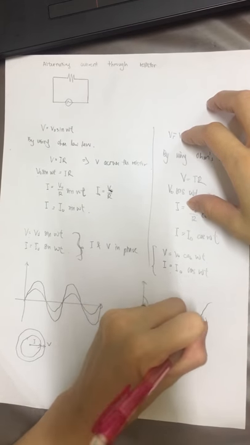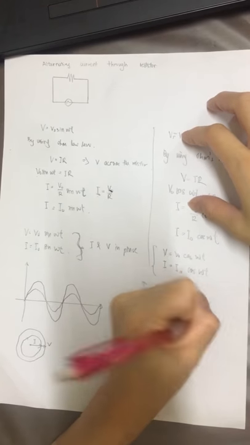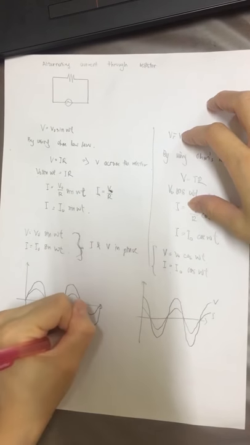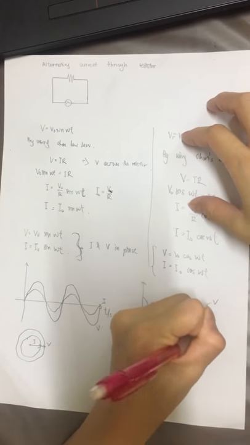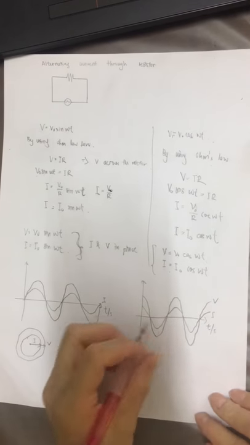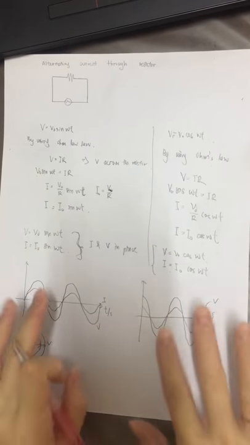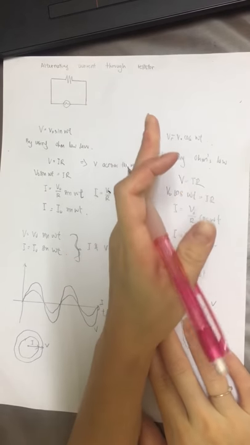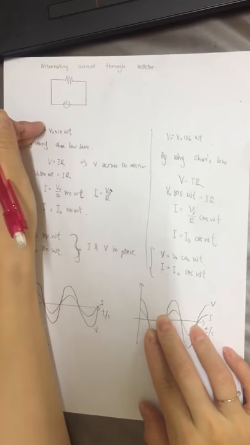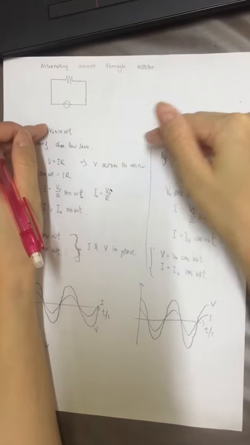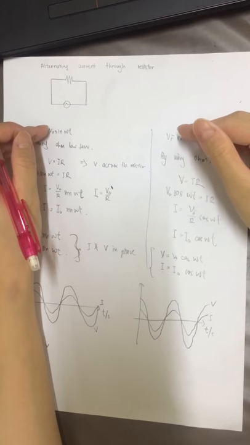Okay, so it will become this for I. So this one is I, this one is V. So this gives you the meaning that they are in phase. So it's either one you can choose. If the question asks you to start from the sine equation, then you start from the sine equation. If you are starting from the cos equation, then you start from the cos equation.